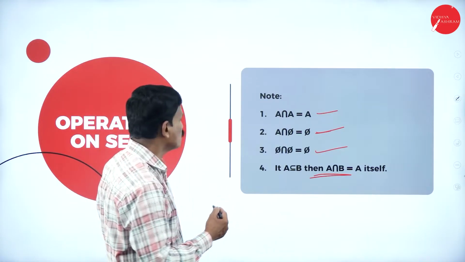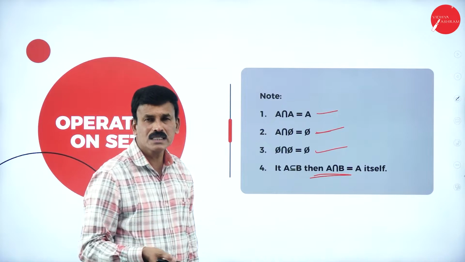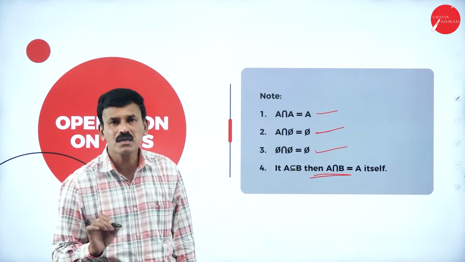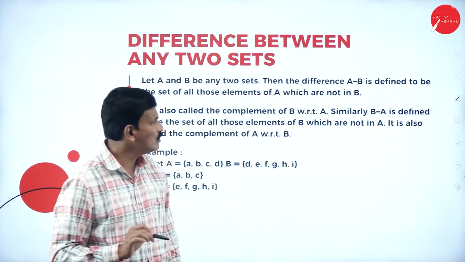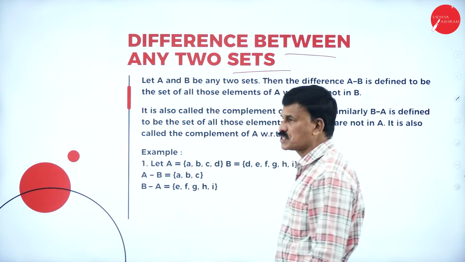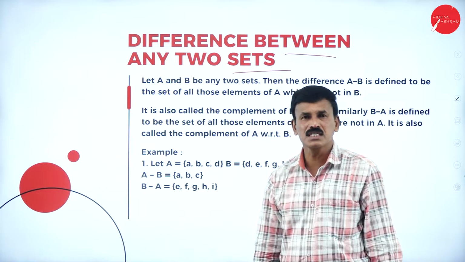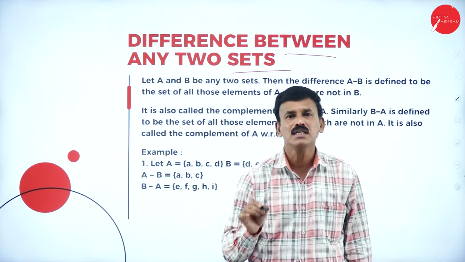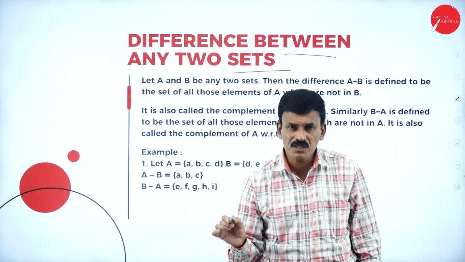So, these are the properties on the union and the intersection of sets. Very simple concepts, right? Now, let us come to the next one, the difference of two sets. The difference of two sets A and B is denoted as A minus B.